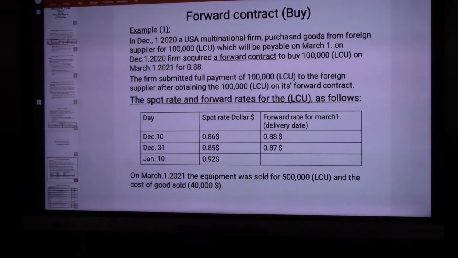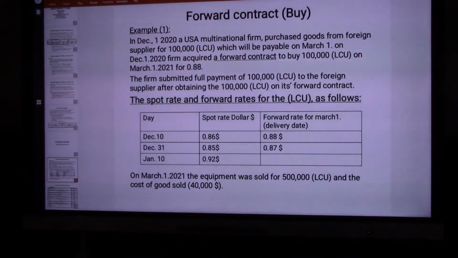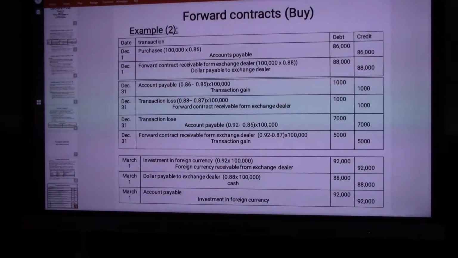That's the first date. The second date we have is December 31. The same: we have a spot rate, we have a forward rate. What do we do? On December 31 I ask myself, do I have a transaction gain or a transaction loss? The firm was expected to pay 0.86 but it's going to pay 0.85. So the rate decreased, and since I'm talking about the buying process, I have a transaction gain. So I'll say from accounts payable to transaction gain.